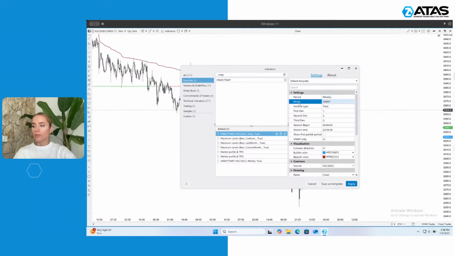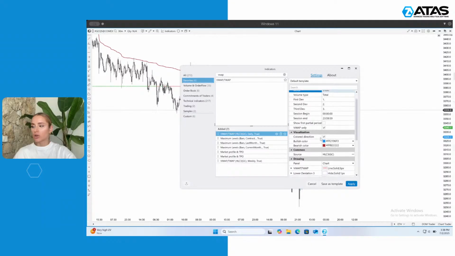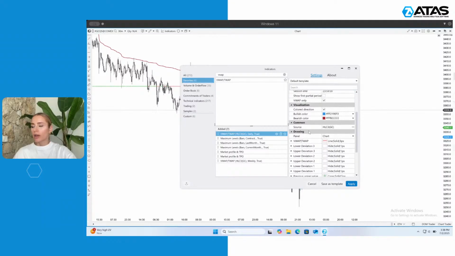We go to mode, and we change the mode. Well, we don't change the mode to TWAP, right? We stay with VWAP, but if you want, you can also adjust the TWAP, which is a little bit different calculation. Volume type, we're going to stay as a total, okay? And we are going to go lower. You can adjust the color directions if you want to, which I am not going to select.